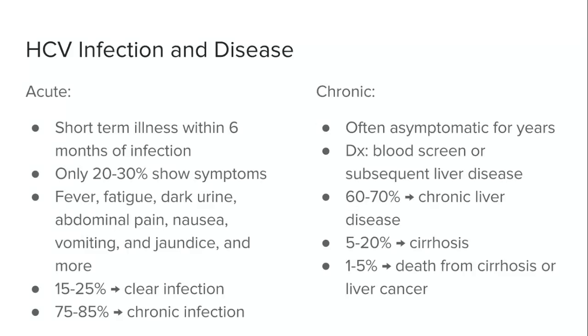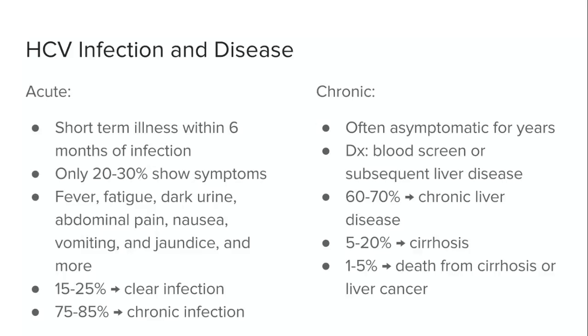So of these people who present with an acute infection, about 15 to 25% will clear it entirely, which means their body is able to fight off the virus. Unfortunately, the remaining 75 to 85% move on to chronic infection. Those with the chronic hepatitis C infection are typically asymptomatic for years.